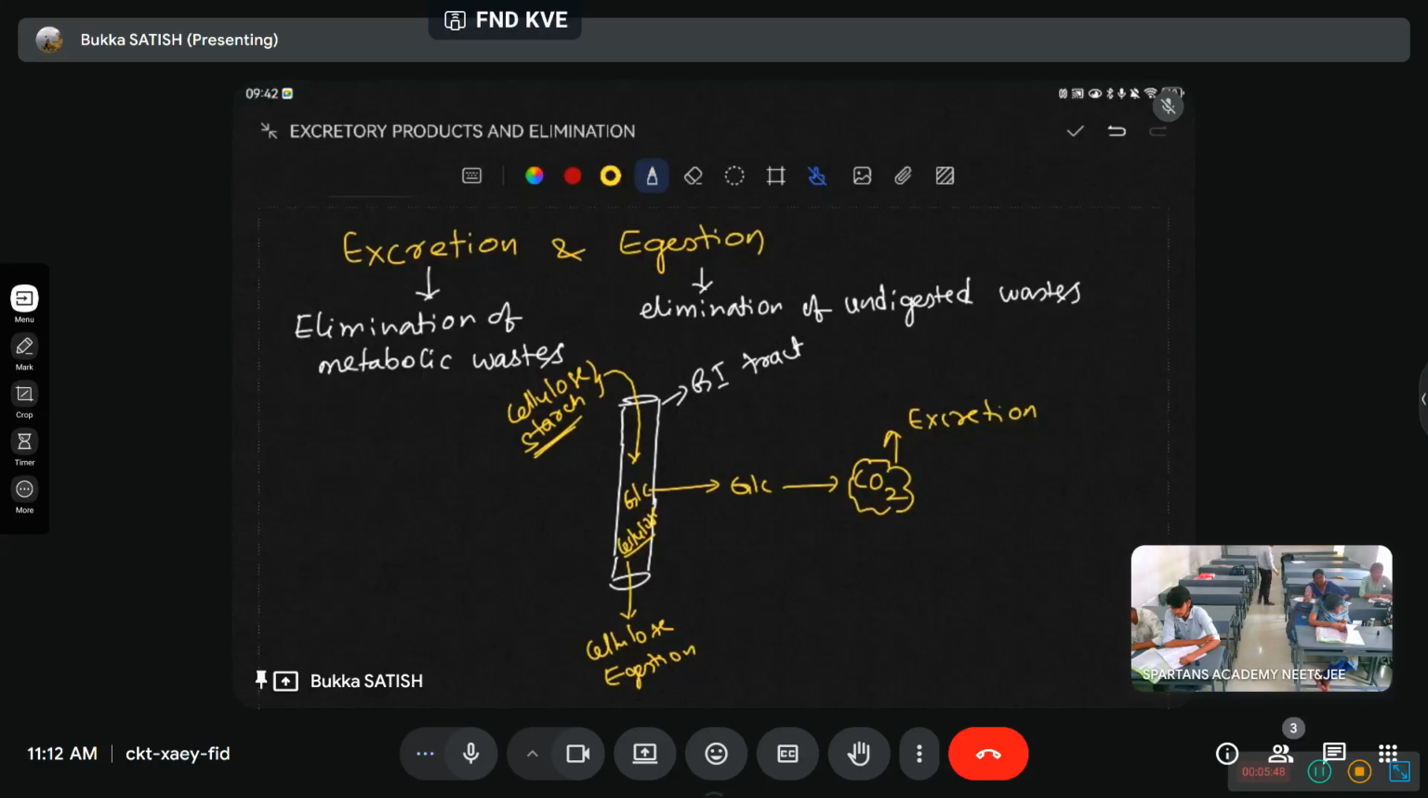Is everyone clear the fundamental difference between these two? Excretion is elimination of any metabolic waste. So the waste which is generated in our metabolism, that can be CO2, right? That can be water, that can be ions, that can be anything.